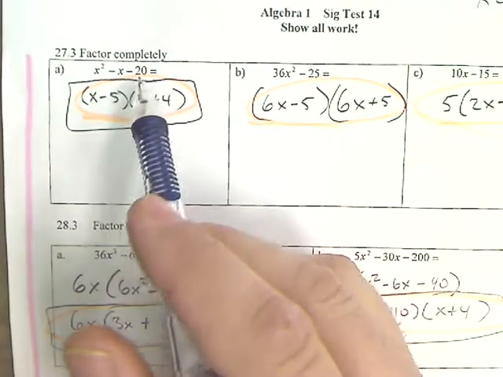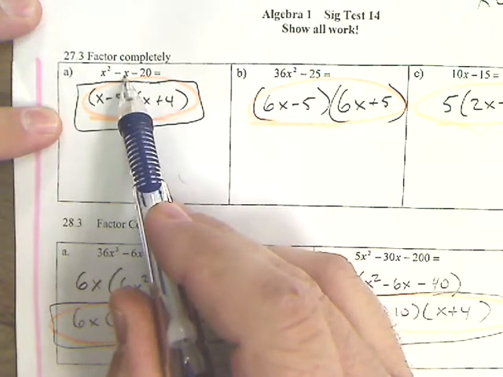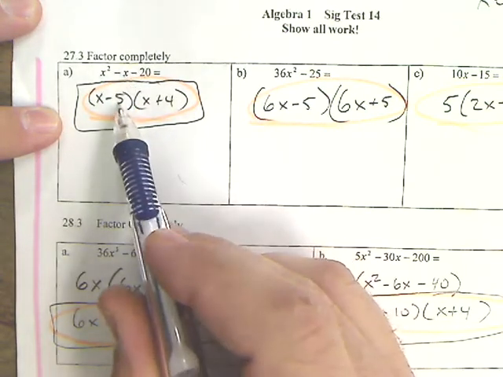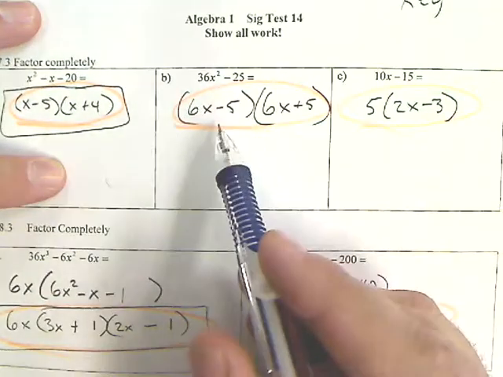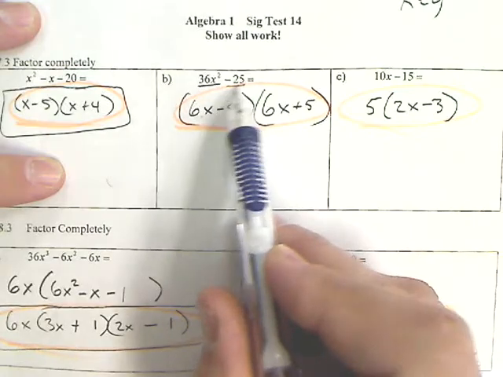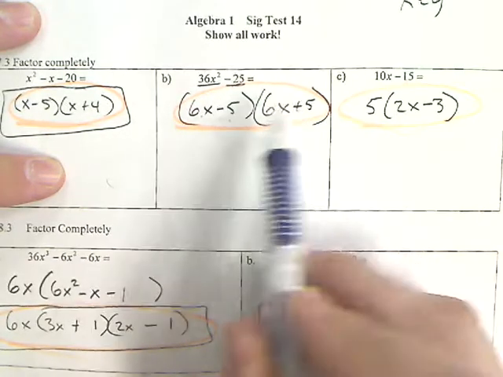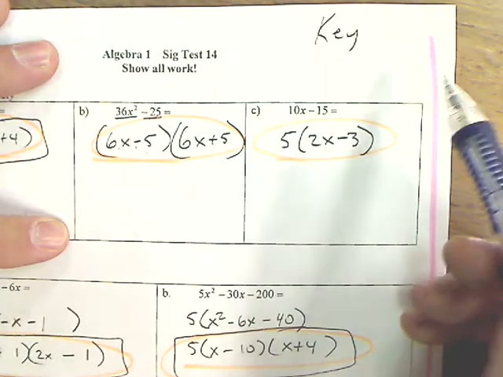All right, so we're factoring. Two numbers that multiply together to be negative 20 and add together to be negative 1, and that's negative 5 and 4. That should have been the easy factoring. Difference of two squares: square root of that one, square root of that one. One's positive, one's negative. Should be that fast.